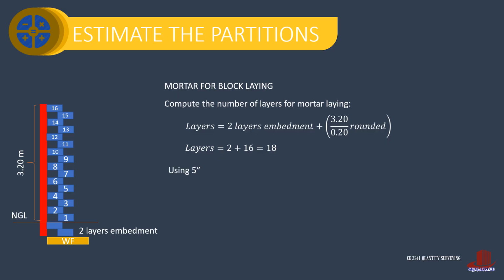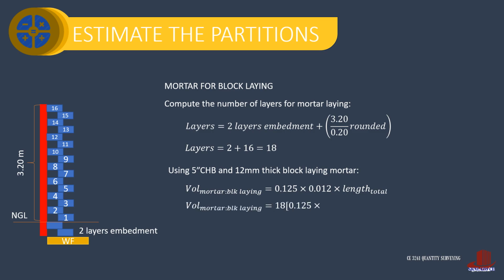With 5 inches CHB and 12 millimeters thickness, the volume is computed as 0.125 times 0.012 with a total length, making the total volume as 18 layers of 0.125 by 0.012 with 30.2 meters, or 0.8154 cubic meters.